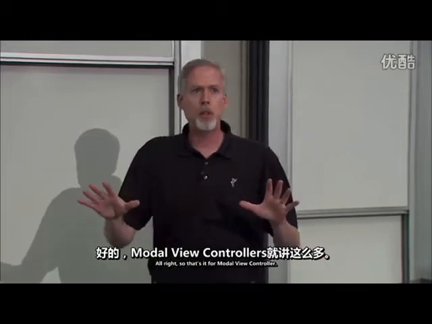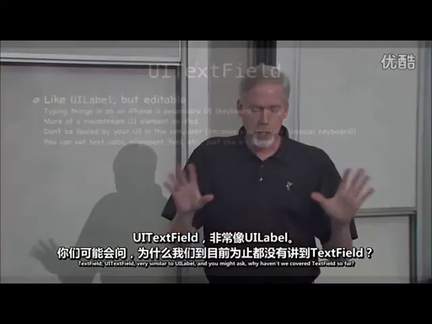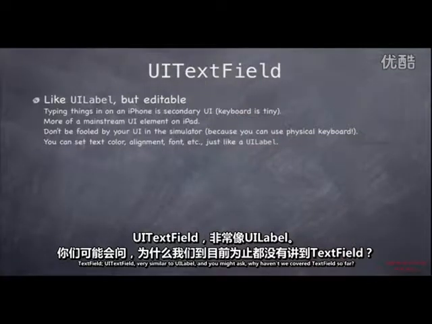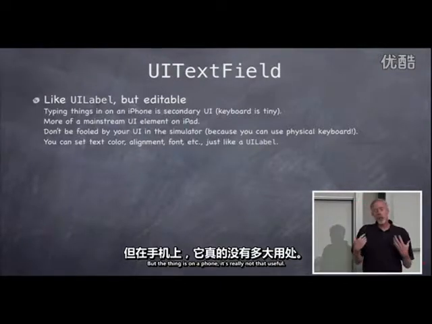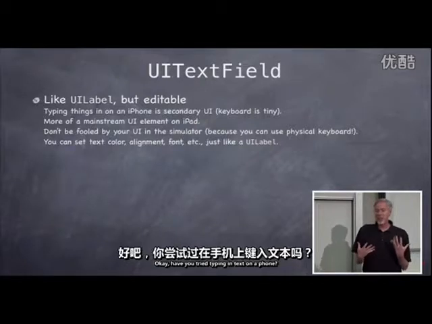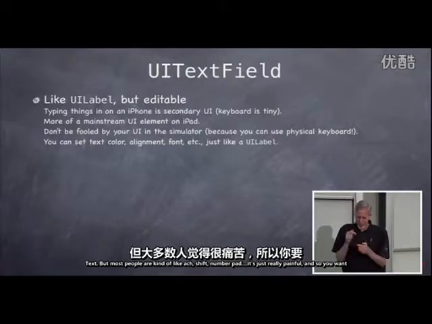So that's it for modal view controllers. Text field, UITextField, is very similar to UILabel. And you might ask, why haven't we covered text field so far? Text field's so useful. A user can type in text. That's great. But on a phone, it's really not that useful. Have you tried typing in text on a phone? Some of you have great thumbs and you're used to text messaging, so it's no problem. But most people, it's kind of like, shift, number pad.